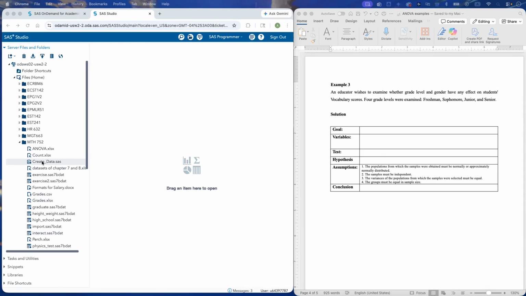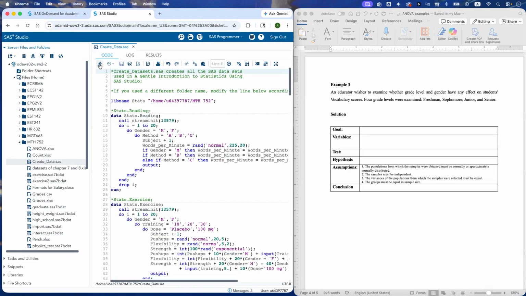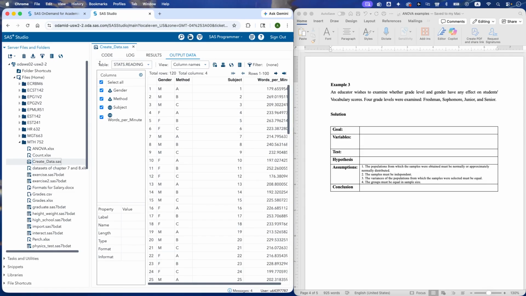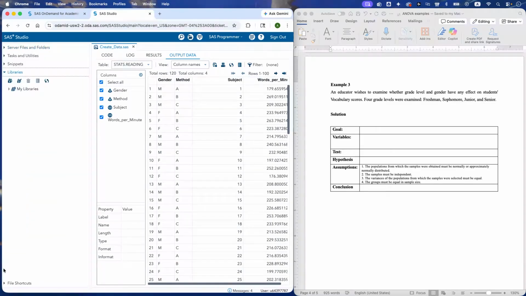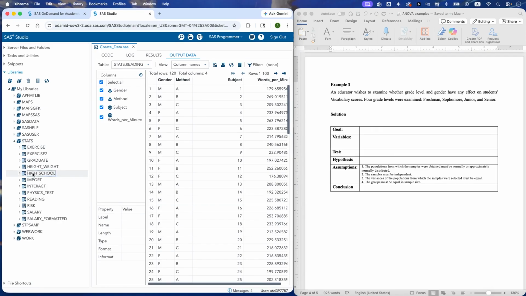I run the code, and I'm going to see a library named stats has been created, containing many data sets. So I'm going to run this. And I can go to libraries, and there is a stats library, and I care about the high school data set. Double click on this. Let me close this. So this is my data set.